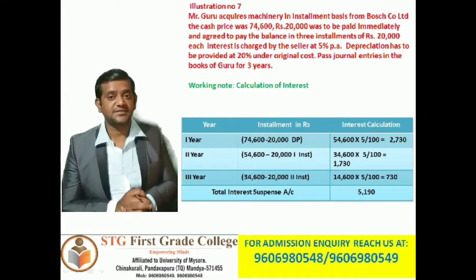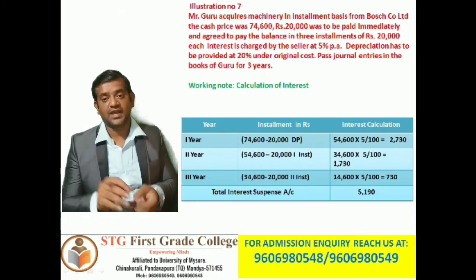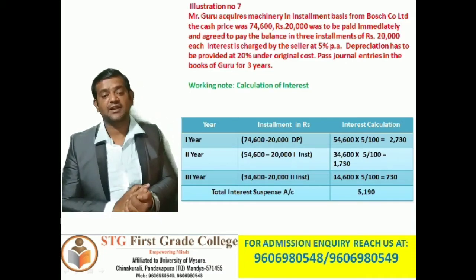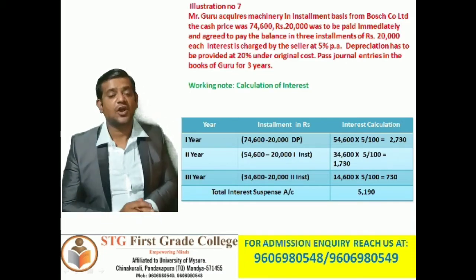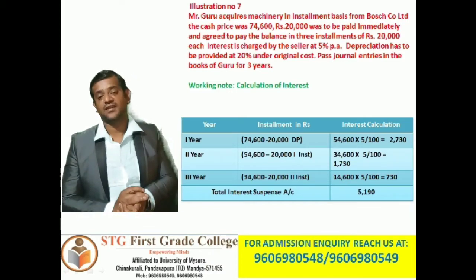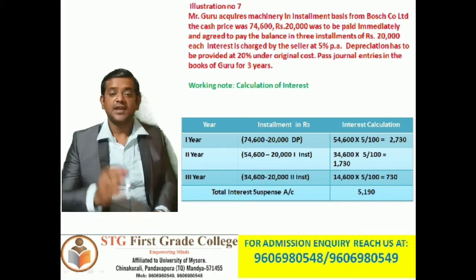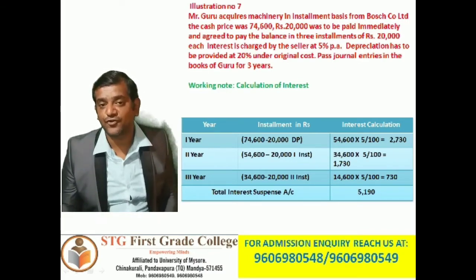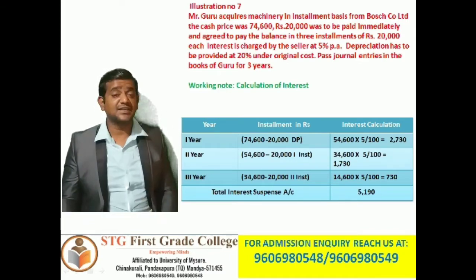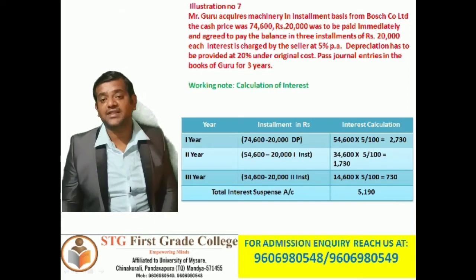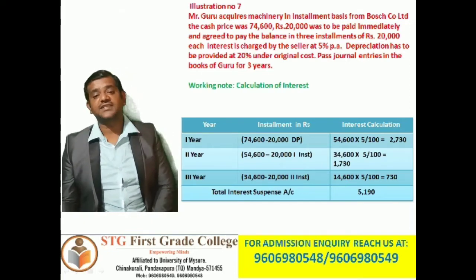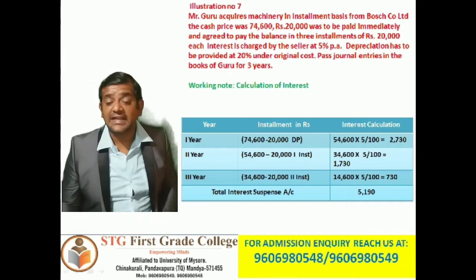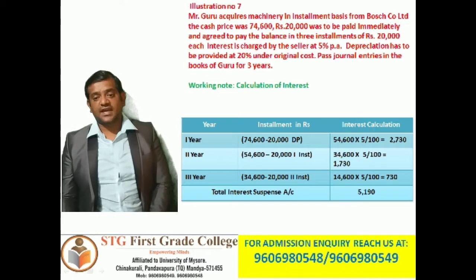So when cash price is given, we use a direct working note, which we have done in the previous problem. Take a table with 3 columns: year, installment, then interest calculation. First year: what was the cash price? 74,600 minus the down payment paid, 20,000 rupees. So the difference is 54,600, which is chargeable for interest.